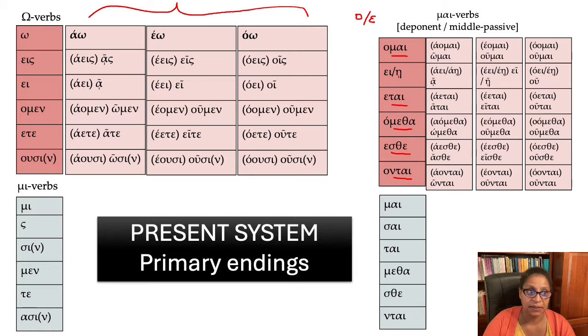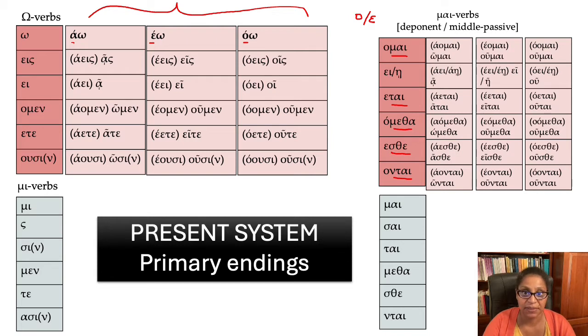So we have, back to omegas then, omega in the active: o, eis, ei, omen, ete, ousi. The contracts have the same endings. You're tacking it onto that vowel that's on the stem. So it's a, o, ais, a, omen, a, ete, a, ousi. And if there's a vowel, the vowel is there. Now, the thing is that, as I said, in Attic, they contract these vowels, and that's why the endings look different, but they're really not.